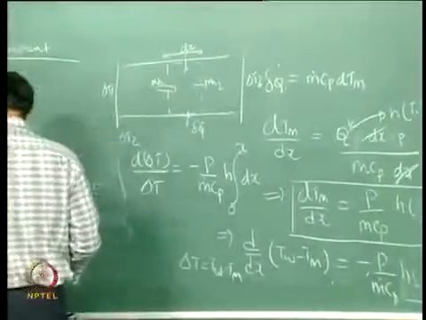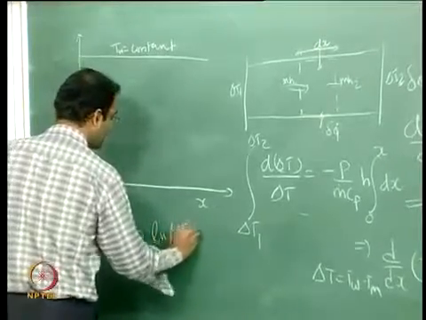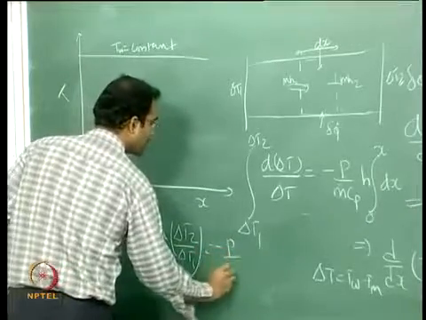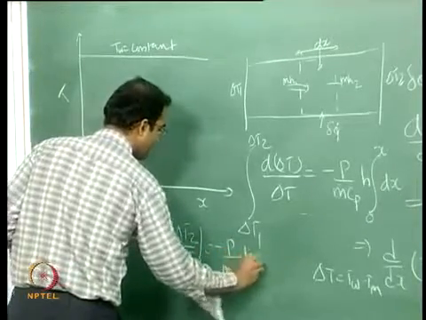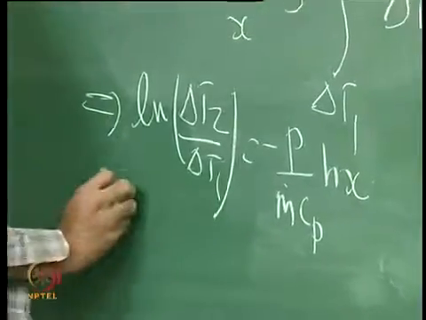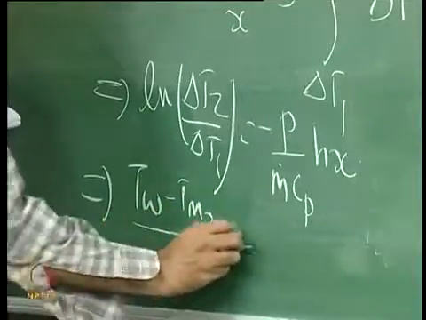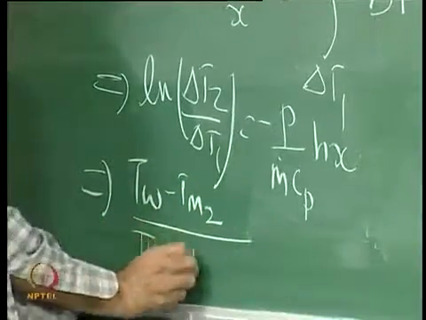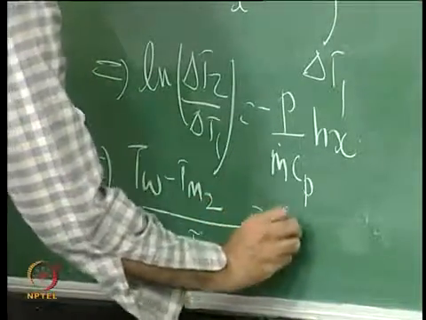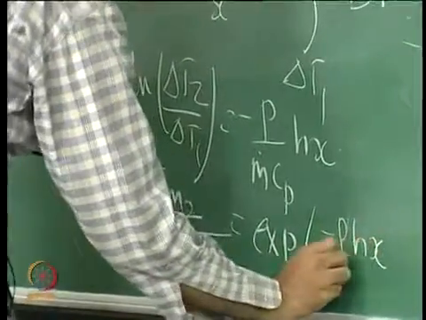So this will give me ln of delta T2 by delta T1 equal to minus P by m dot Cp H into x. So my T wall minus T mean at some location 2 by T wall minus T mean 1 will be equal to exponential of minus P H x by m dot Cp.